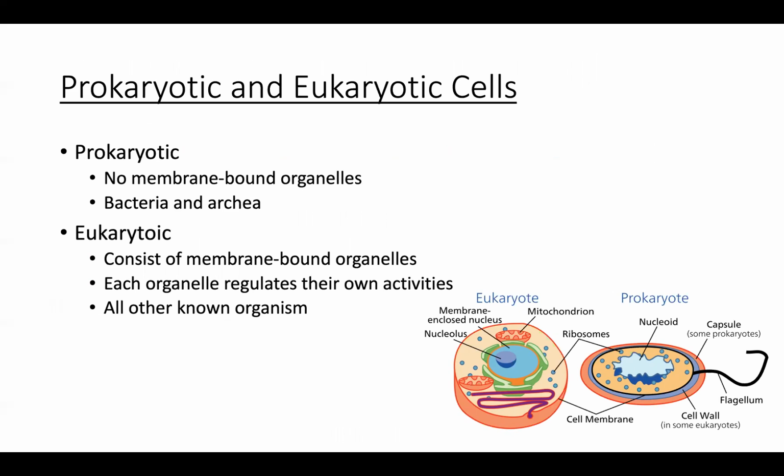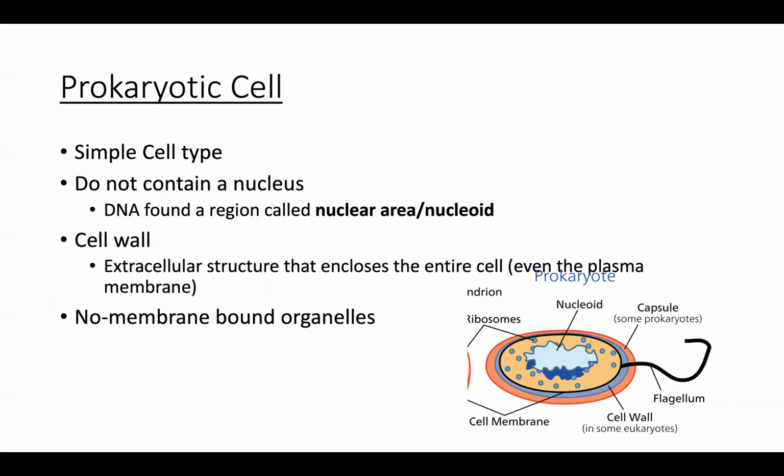As our prokaryotic cells are more simple, they don't have the membrane bound organelles, and those are usually the ones we're referring to as bacteria. On the other hand, eukaryotic cells are going to consist of the nucleus and other membrane-bound organelles, and they are going to include everything outside of the bacteria and archaea and so forth. And so again, the prokaryotic cell is a simple cell type.